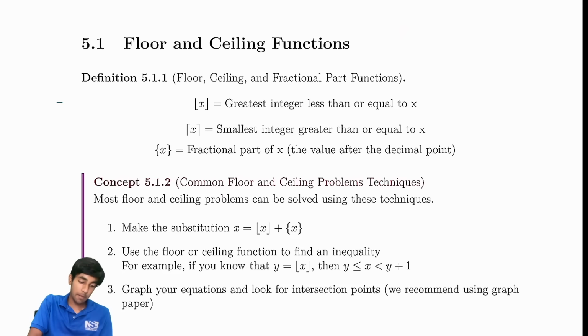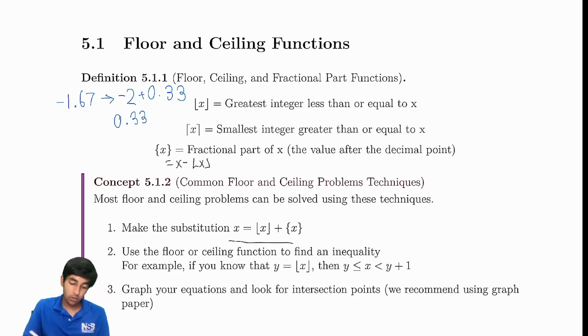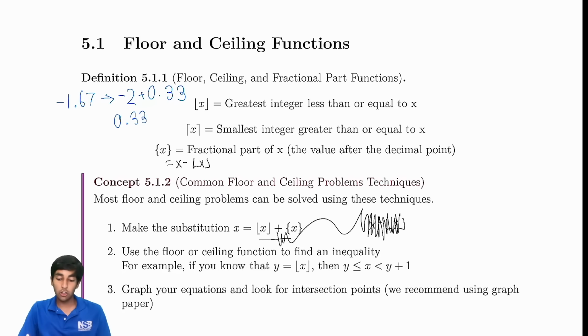An important thing to keep in mind, for example, -1.67 has a floor of -2. You go down, it's not -1. And similarly, the fractional part is going to be 0.33. Because you can think about it like -2 plus 0.33. In general, the formula for fractional part is just x minus the floor of x. And oftentimes we can make this substitution in our problems. So if we have some floors and etc., especially if we're dealing with x minus floor, it's often helpful to consider this substitution for x: floor of x plus the fractional part of x.